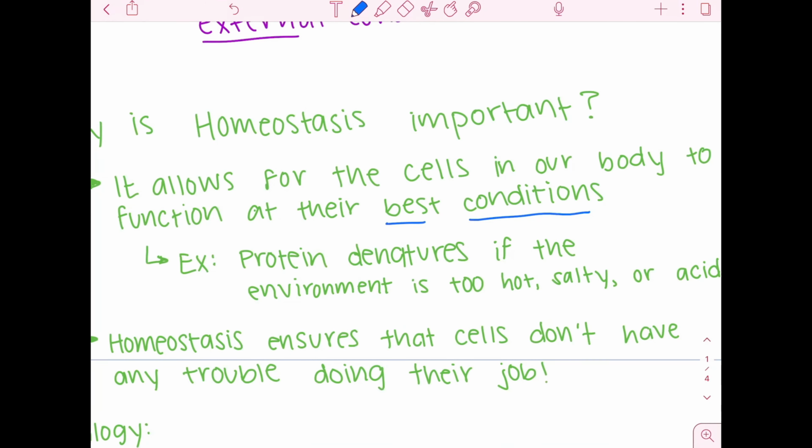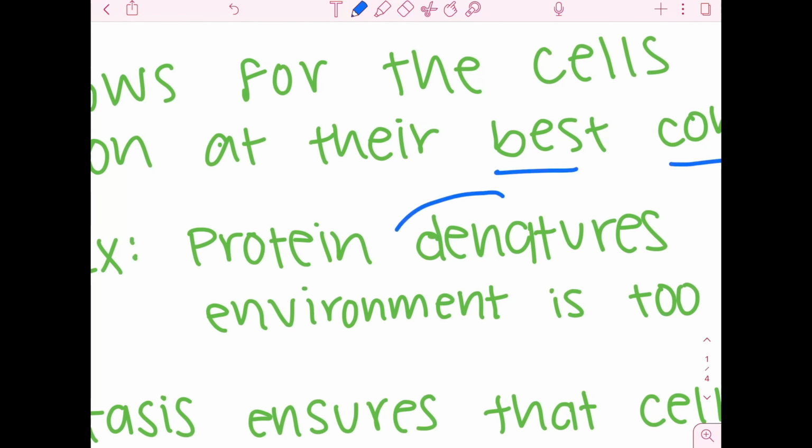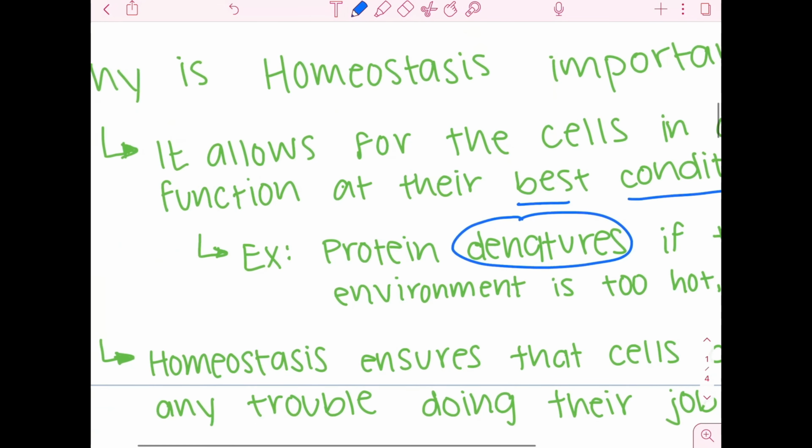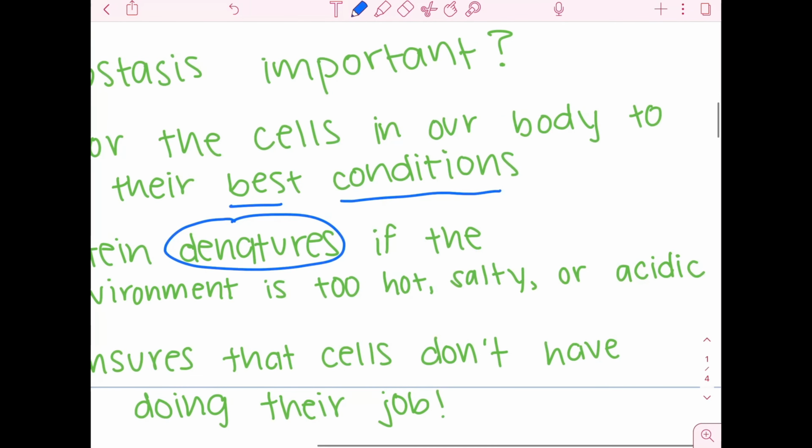An example of when the environment is too bad is when protein denatures. Now, protein denatures if the environment is too hot, salty, or acidic. We wouldn't want our cells to denature in this case, and denature basically means to deform or to deconstruct, meaning that it's rendered basically useless.